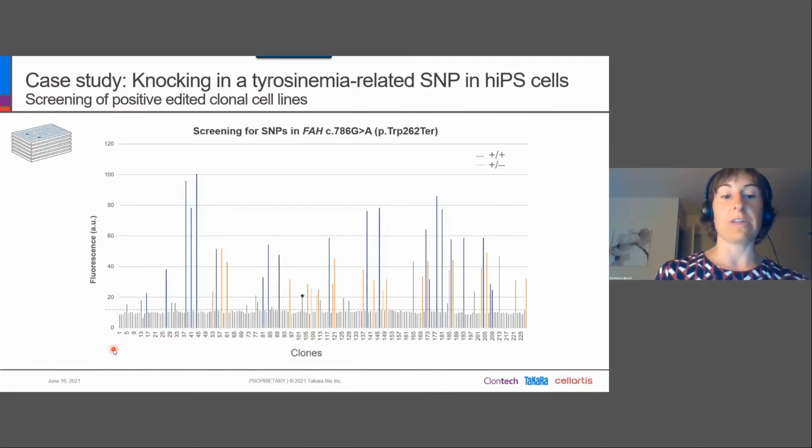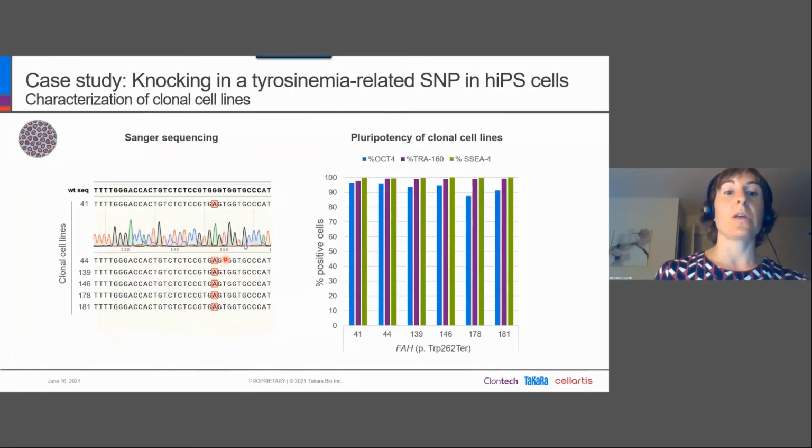So here is the usual readout. You will have the clones, and when you go through the plate reader, you will have a baseline signal. This is the background signal. Then some of the clones have a very nice, intense green signal. These were the ones that have the A instead of a G in that specific gene, tyrosinemia. In blue here are marked the ones that were homozygous, and in orange the ones that are heterozygous.